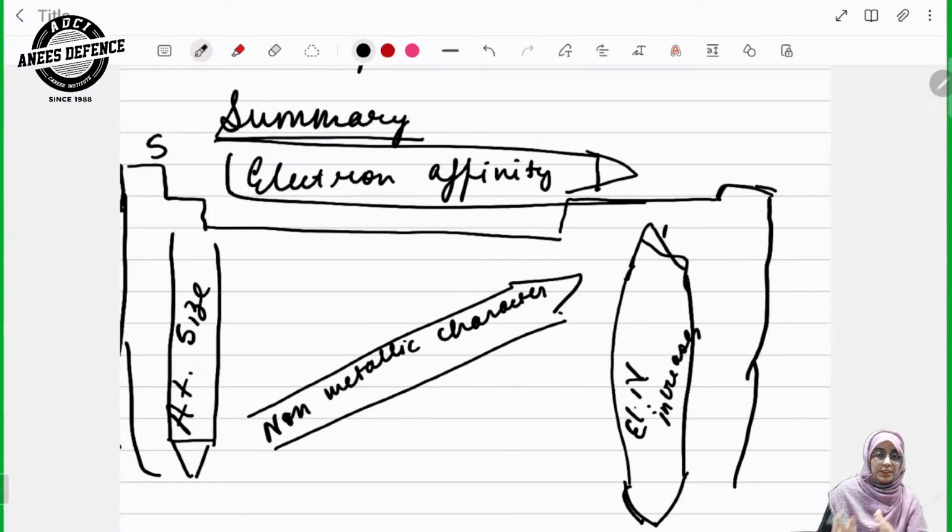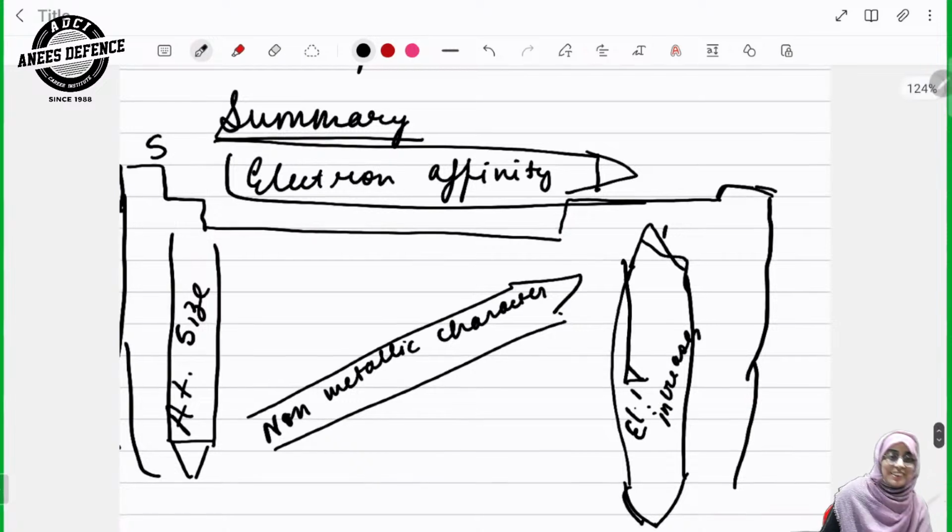Electron affinity goes on increasing from left to right. Atomic size goes on increasing from top to bottom. Electronegativity goes on decreasing from top to bottom.